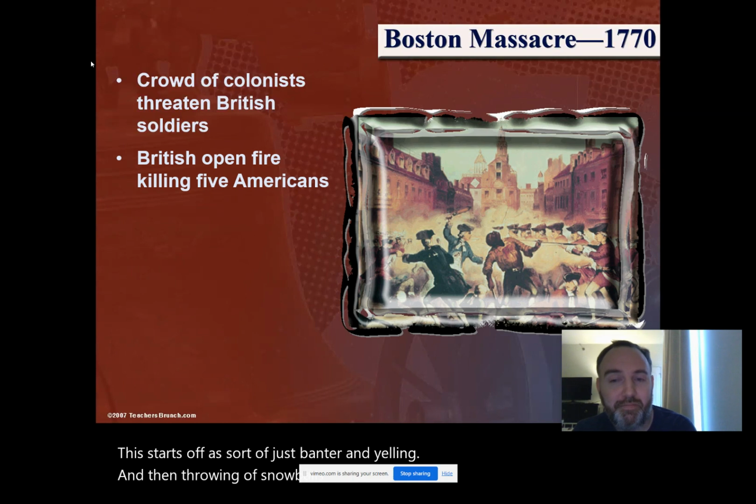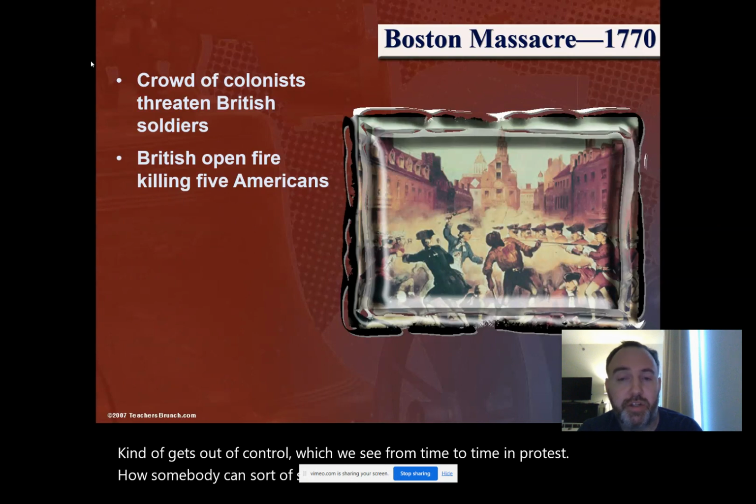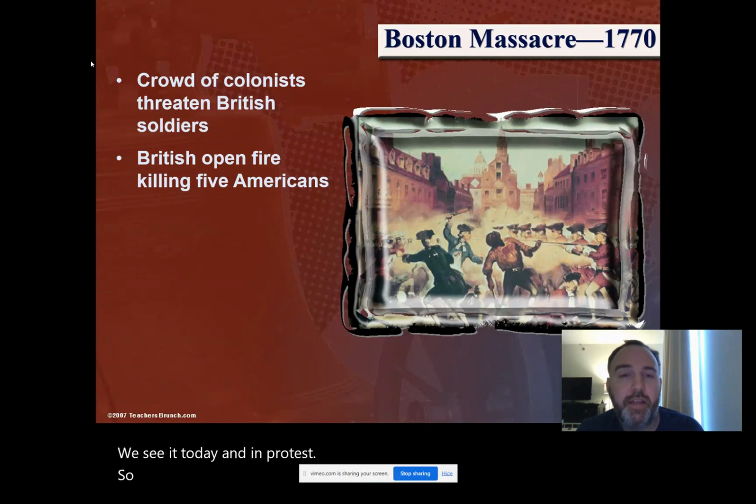So pretty low key stuff, and then it kind of gets out of control, which we see from time to time in protests. How somebody can sort of start agitation, which leads to significant violence. We see it today in protests. So it ends with the British opening fire and killing 5 Americans.